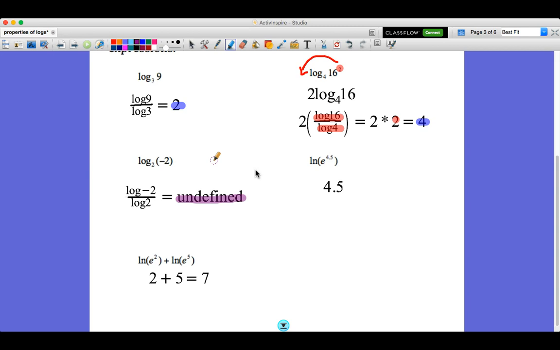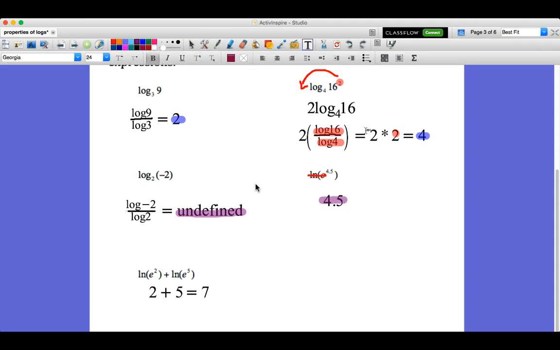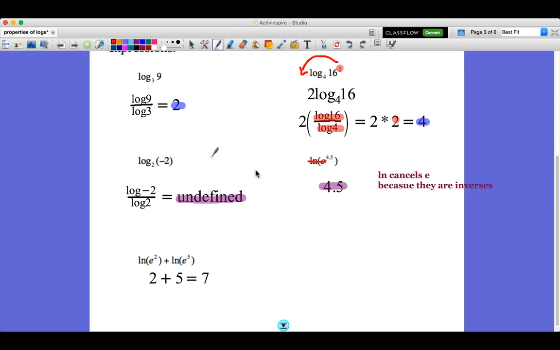So ln just means natural log. ln of e to the 4.5. So this one's kind of interesting. So ln and e are inverses. So actually what's going to happen here is ln is going to cancel e, and it just gives us 4.5. So we want to write a little note by this one. ln cancels e because they are inverses. Anytime you see anything with ln and e, they're going to cancel each other, and you're just going to be left with the number. So for that fourth one, ln of e to the 4.5, ln and e cancel, and we just get 4.5.